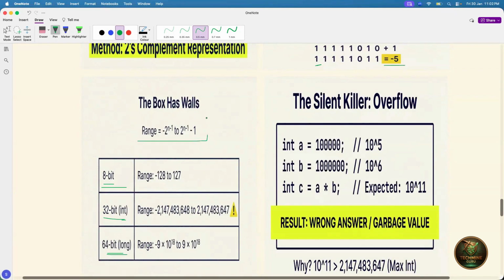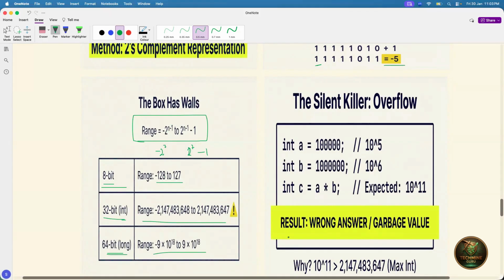So the simple formula for calculating any bit range is minus 2 to the power n minus 1 to 2 to the power n minus 1, minus 1. You simply put the value 8 here and you will get the result. So it will be minus 2 to the power 7 to 2 to the power 7 minus 1. And 2 to the power 7 is 128. So minus 128 to 127. Similarly, if you put 32 here, you will get this much bigger range. And if you put 64 here, you will get this range.